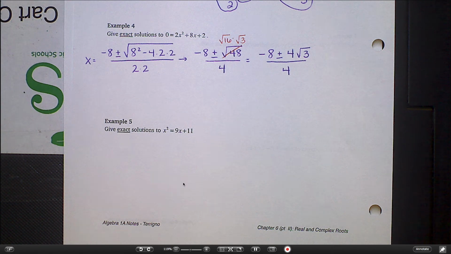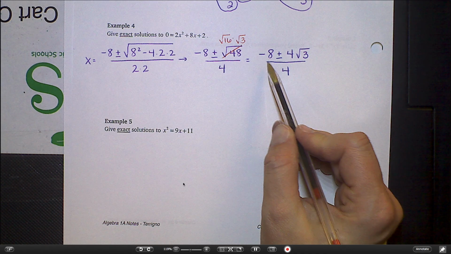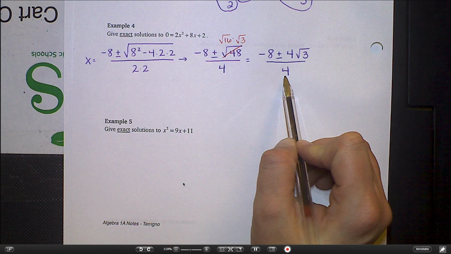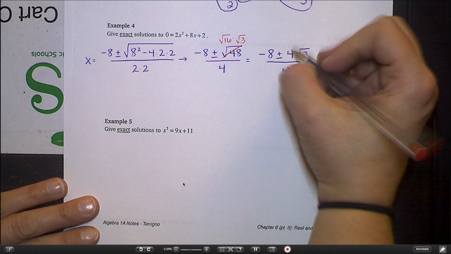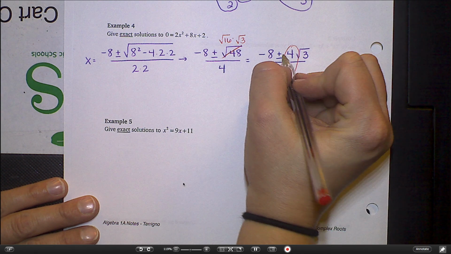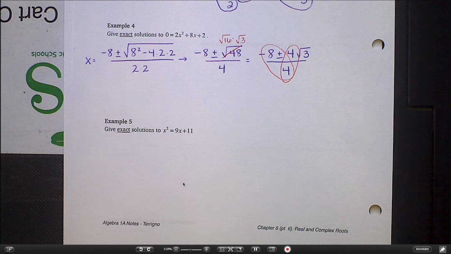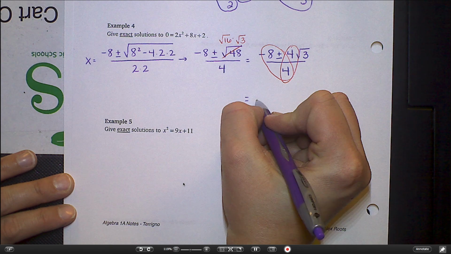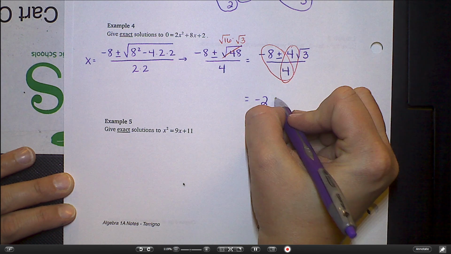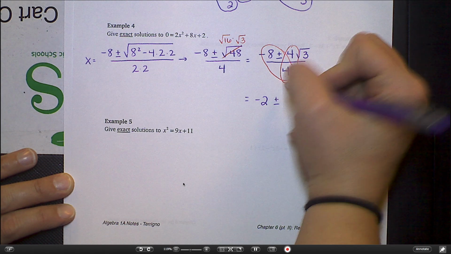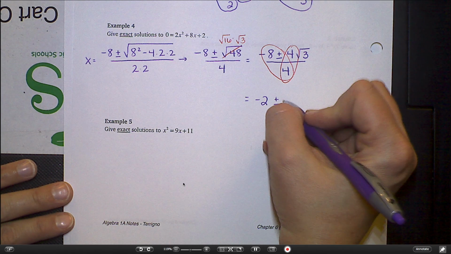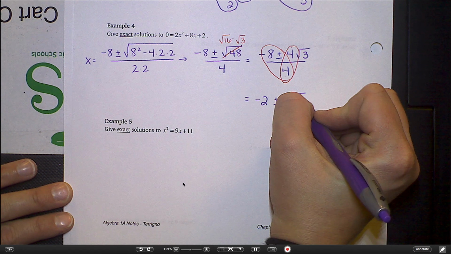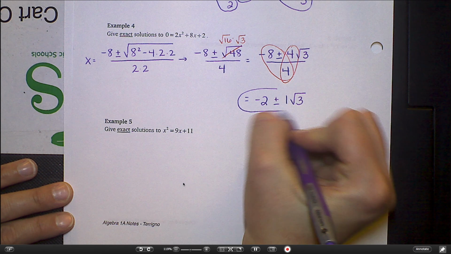The thing you have to watch out for with this though is see how I have 2 things on top and they're both being divided by 4? Technically this is being divided by 4 and this is being divided by 4. So I can cancel those 4s, but I want to make sure I divide the 8 as well. Okay, so -8 divided by 4 is -2. And then plus or minus. My 4s would cancel there. Technically, they make a 1. And then square root of 3. And this right here would be my final answer.